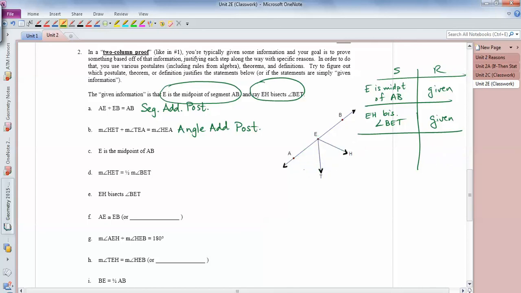Okay, so the next one says E is the midpoint of AB. Why is that true? Well, a lot of times students end up getting stuck on this, but this is one of the more obvious ones. It's given, right? Given.